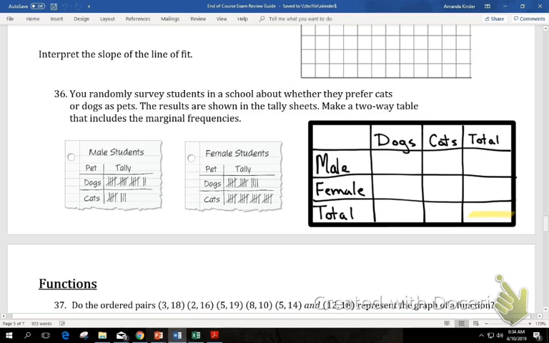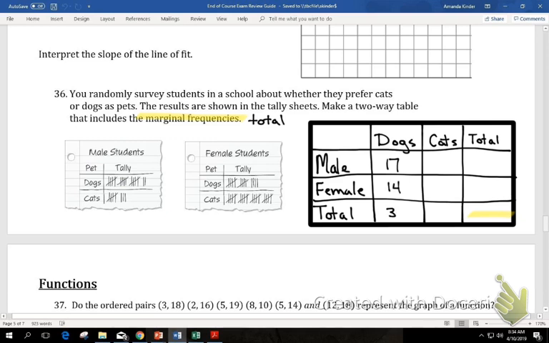Okay? Go ahead and fill in your data and your totals. And while I'm thinking about it, that's what it means by marginal frequency. That's a fancy word for total. When it says marginal frequencies, that's just totals. That's all that is.